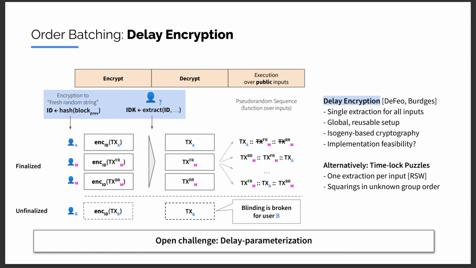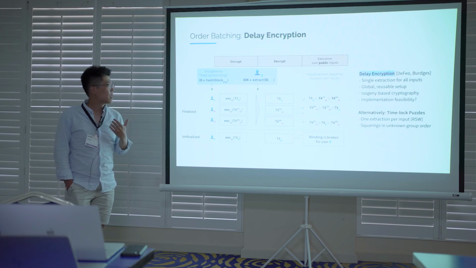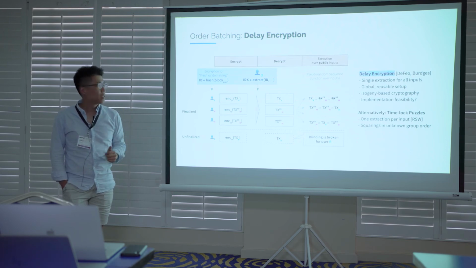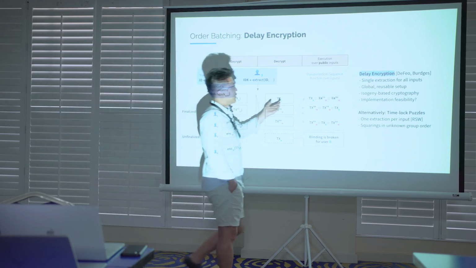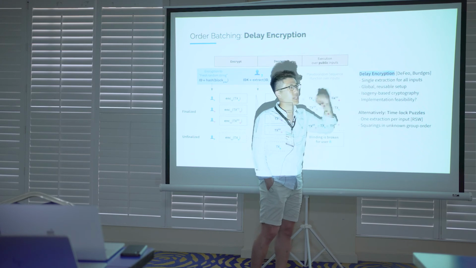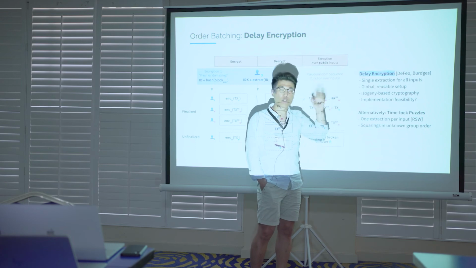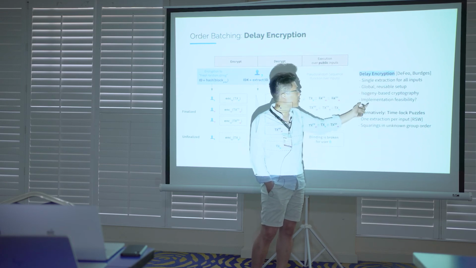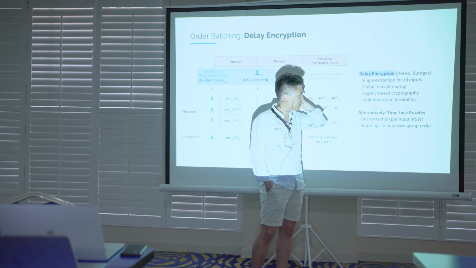And these time lock primitives are nice because in theory they require that some agent performs D squarings or D random walks which are not parallelizable. In the case of the delay encryption paper from De Feo and Burgess, we have a really nice property. We only require the extraction of a single session key for all inputs. All inputs can encrypt to the same ID. We have a global reusable setup. However, the implementation feasibility is still an open question.